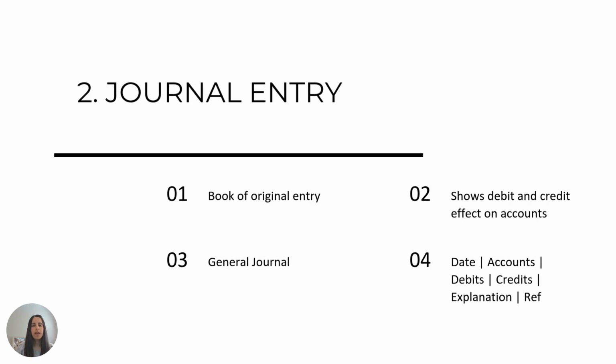We will then transfer that information into a journal entry, the book of original entry. The journal entry will show the debit and credit effect on the accounts. Most journals are known as general journals, which means that they affect the general ledger. The journal entry will give us information as to the date of the transaction, the accounts that have been impacted, the debits and credits in relation to the impacted accounts, and they will also generally offer an explanation of the transaction and any references as applicable.